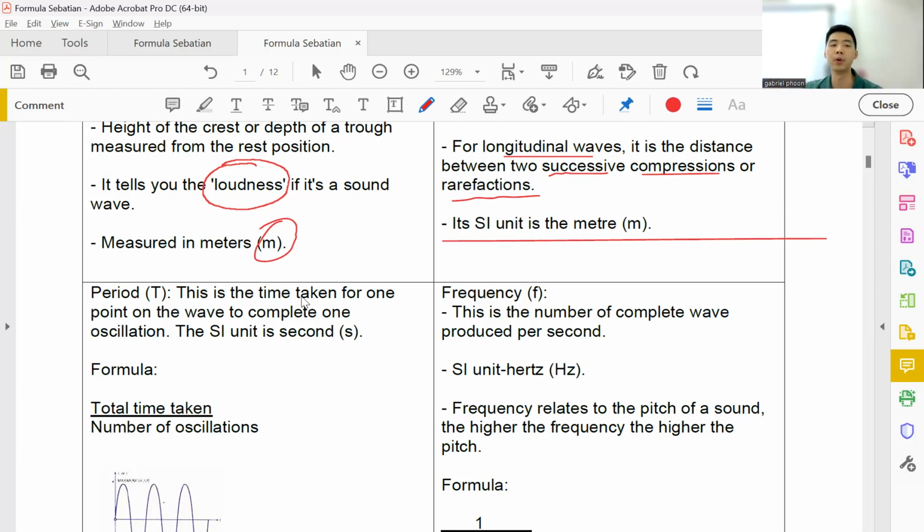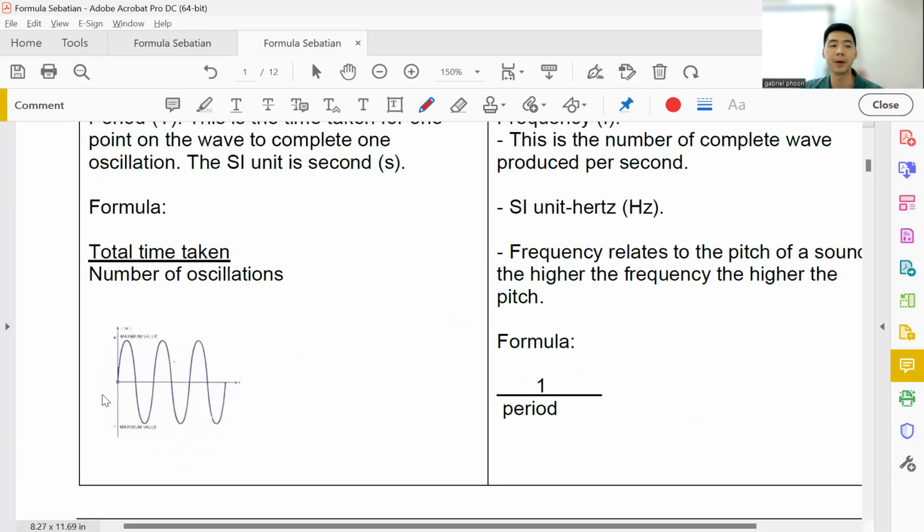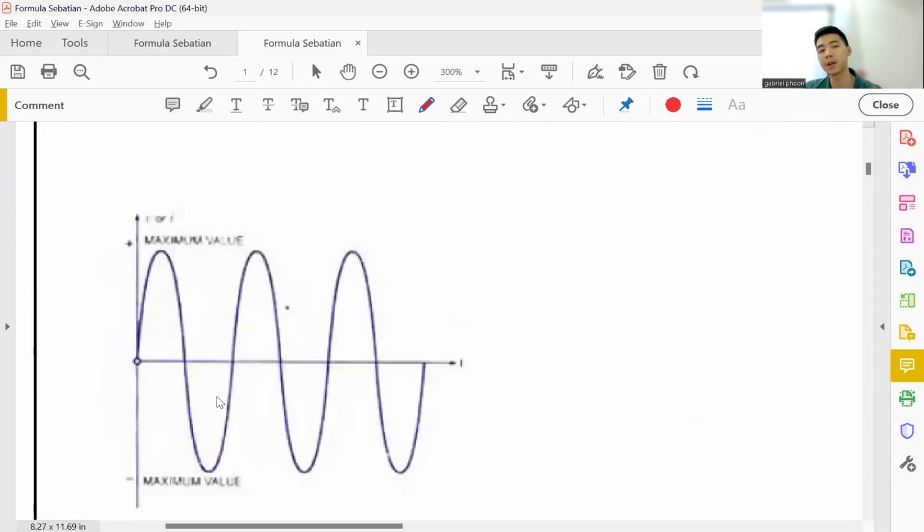For example, if I look at this diagram here, how many waves are there? There are 3 waves, right? Let's just say the total time taken for 3 waves is 9 seconds. How much is the period of this wave? 27? Huh? I will repeat by definition. 3. Yes, it should be 3, right? Because 3 seconds was the time taken to complete one full wave.